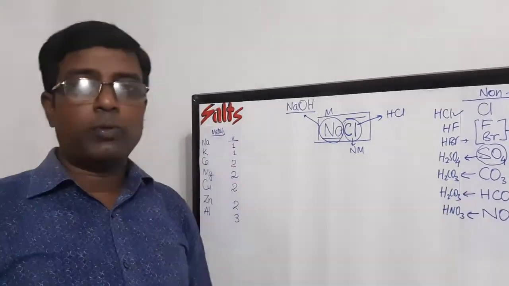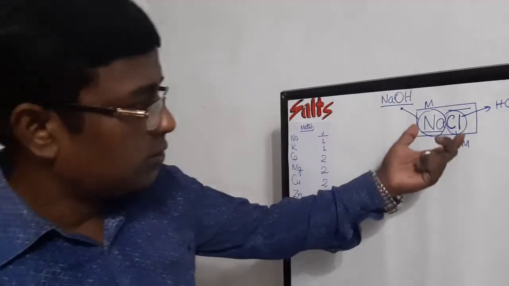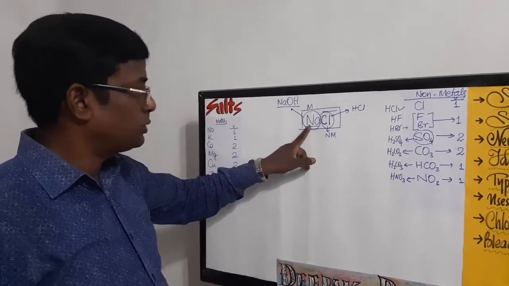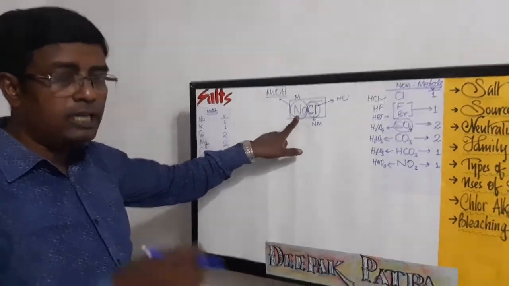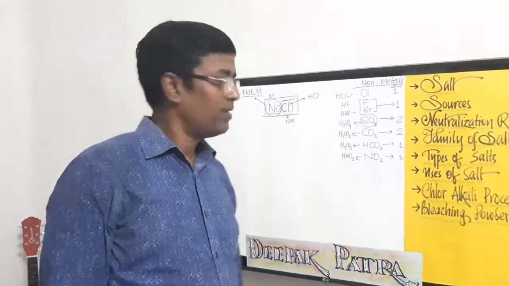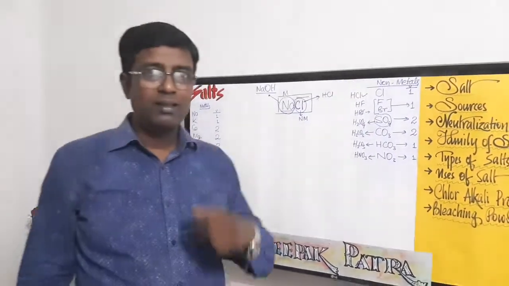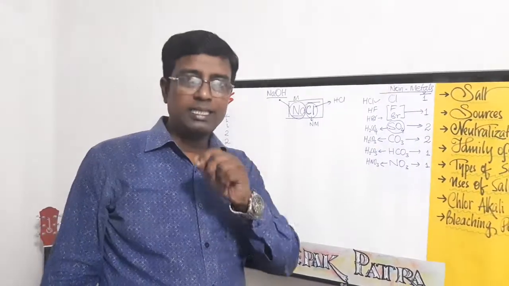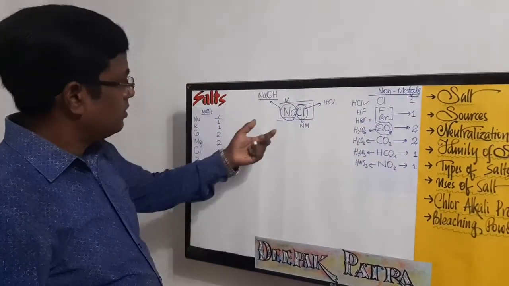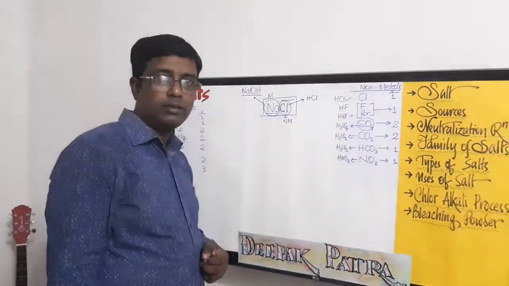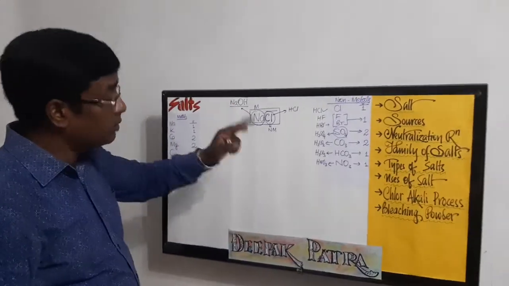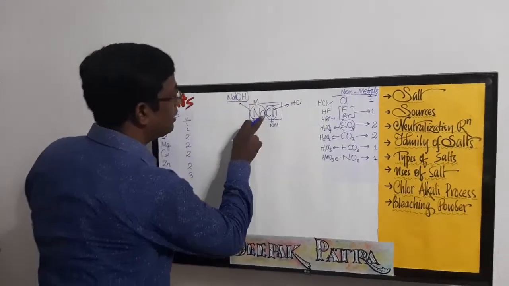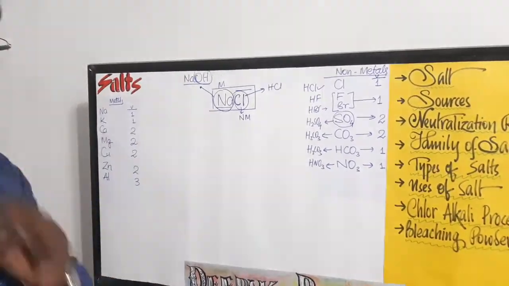From the name only, you can guess the base from which the salt is obtained. Just add a suffix after the metal, like sodium: add the word hydroxide, that is the base. If you take magnesium chloride, magnesium hydroxide is the base. If you take calcium chloride, calcium hydroxide is the base. If you take aluminium chloride, even then aluminium hydroxide is the contributing base. You just have to add OH after the metal ion. That's a very simple trick.